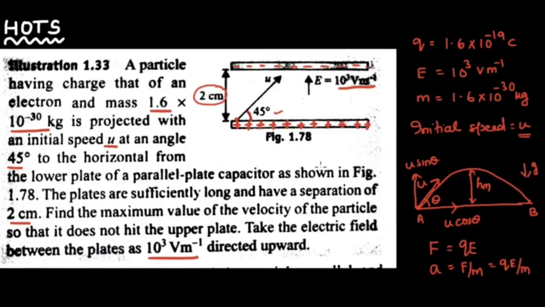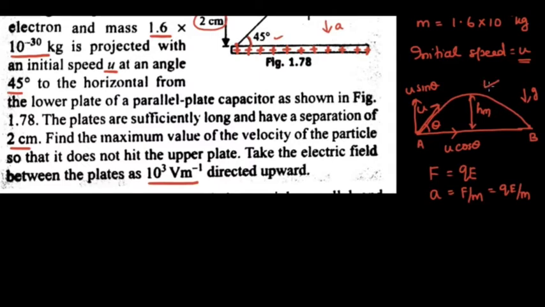And the acceleration will be downward because we have a negative charge particle. It means the negative charge particle will experience force in the opposite direction of the electric field. Since the electric field is upward, the electric force will be downward, and hence the acceleration will also be downward.